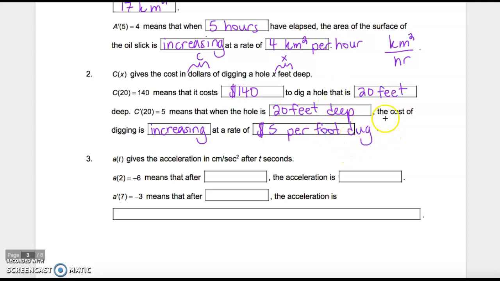But it means that basically as they're digging the hole, it gets more costly to dig the hole the deeper they go down, right? So the cost of digging is increasing at a rate of $5 per foot dug. So as they get farther and farther down, it becomes more expensive to dig the hole, which makes sense.